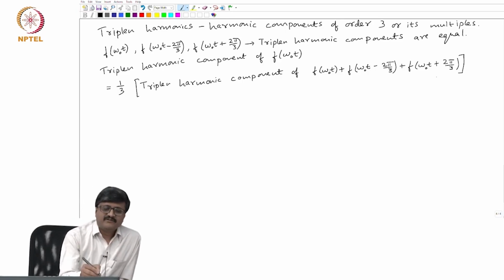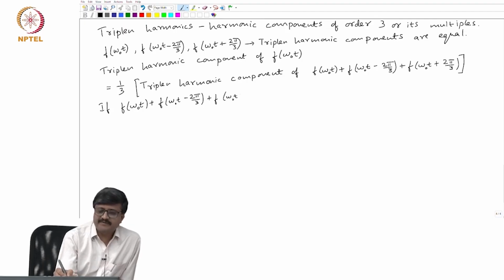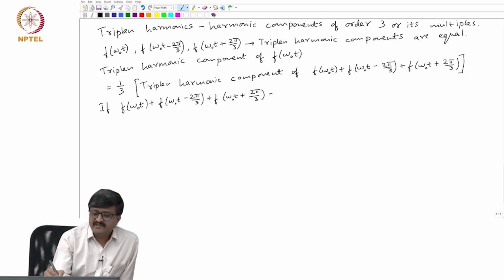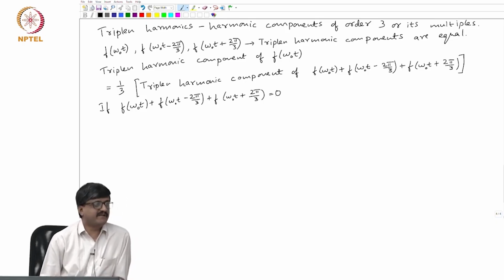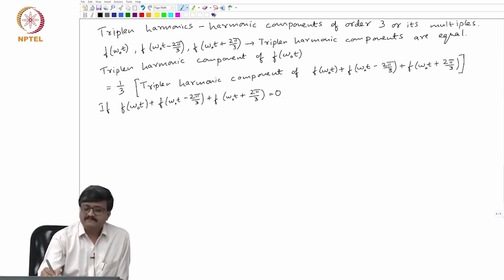Okay. So, if f of omega o t plus f of omega o t minus 2 pi by 3 plus f of omega o t plus 2 pi by 3 is equal to 0, which is true normally, then triplen harmonic components are 0.